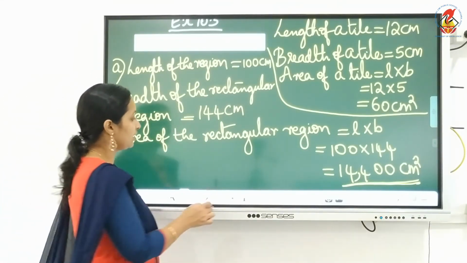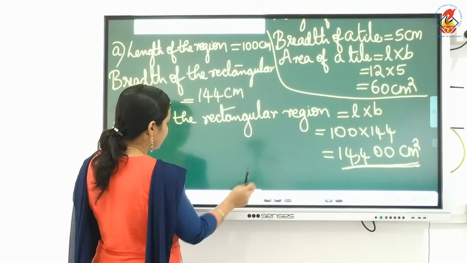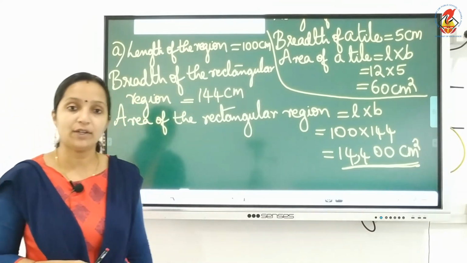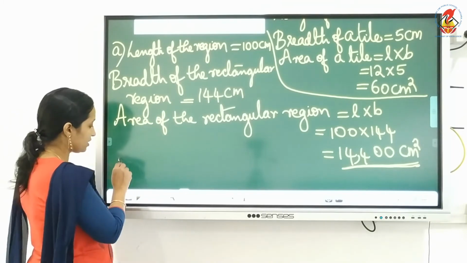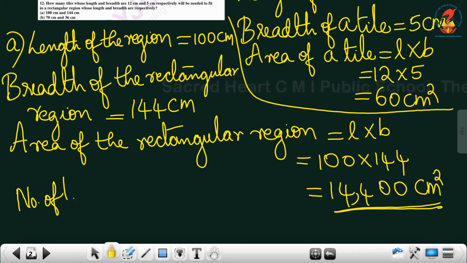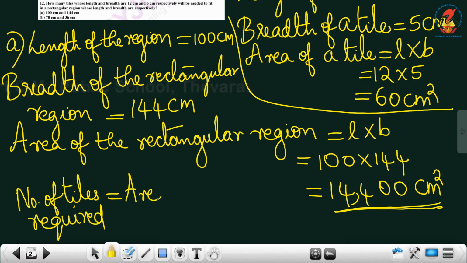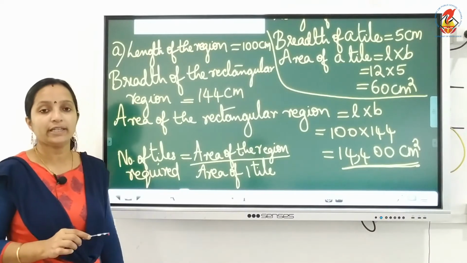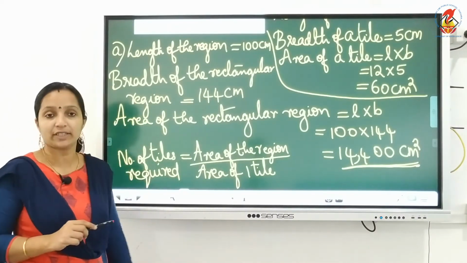Now what is our question? We have to find how many tiles are required. How will we find that? We know the area of one tile. We know the area of the rectangular region. Number of tiles required is equal to the area of the region divided by the area of one tile. If you do the division like this, you will get how many tiles are required for covering this first rectangular region.